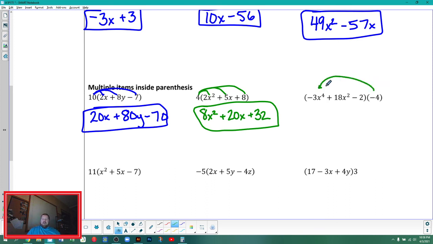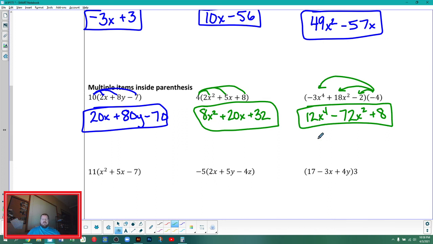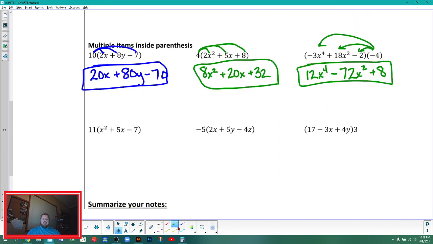This one's just coming backwards, right? But I have negative 4 times these 3 things. Negative 4 times negative 3 is positive 12, and that has an x to the 4th. Negative 4 times 18 is 40 and 32, 72. Negative 72 x squared. And 4 times negative 2 is positive 8. Seemed complicated, but wasn't that bad. Go ahead and pause the video and try the last 3.